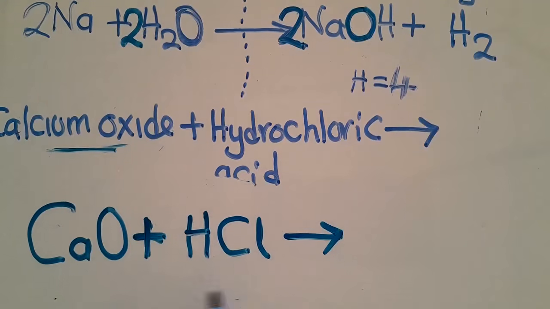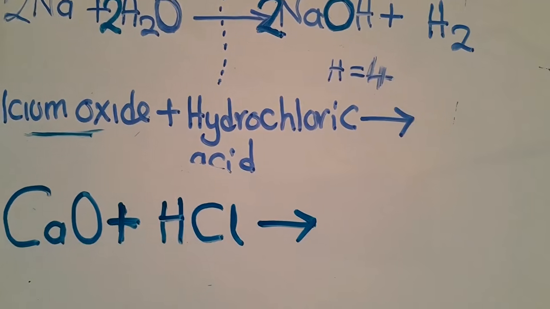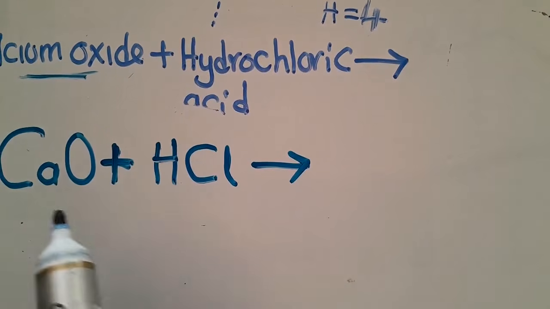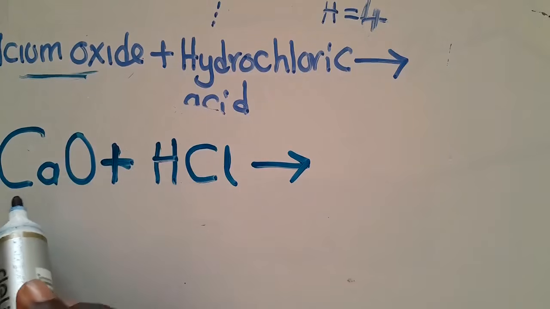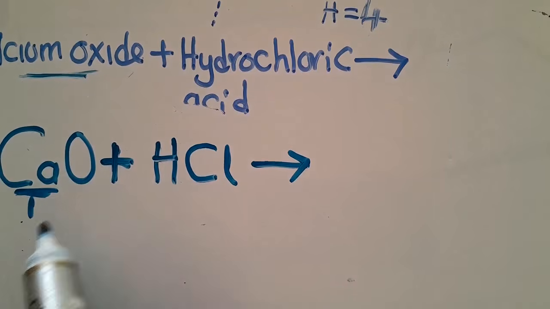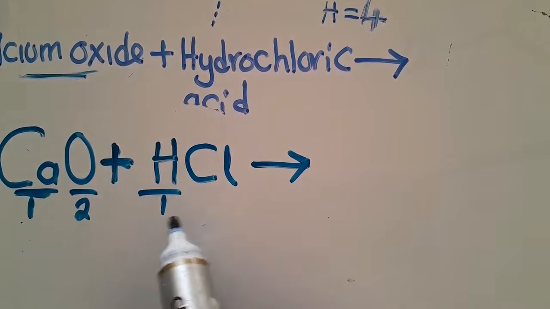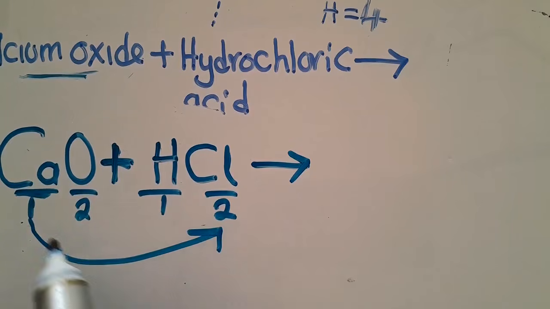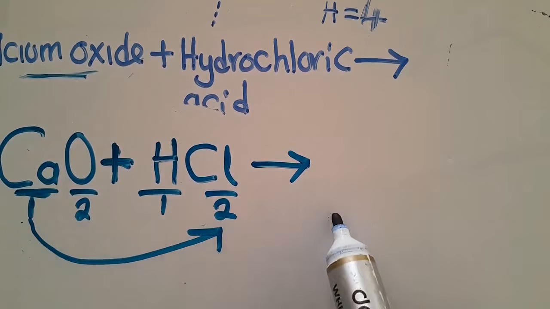So when these two react, what is the product? The product is calcium. The coefficient I'm going to give you, put 1, 2. This is the coefficient that I've given you. This one will go with a 2, which is there. So we are going to have calcium chloride.